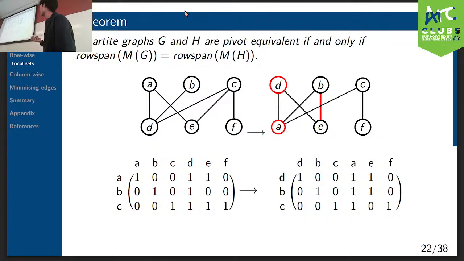Yeah, I think in particular the theorem is that locally equivalent graphs are not generally pivot equivalent, but in the case of bipartite graphs, they are. So that's an example.